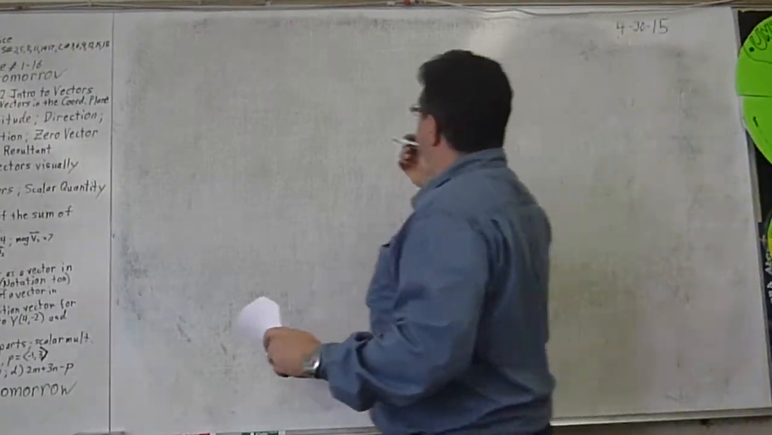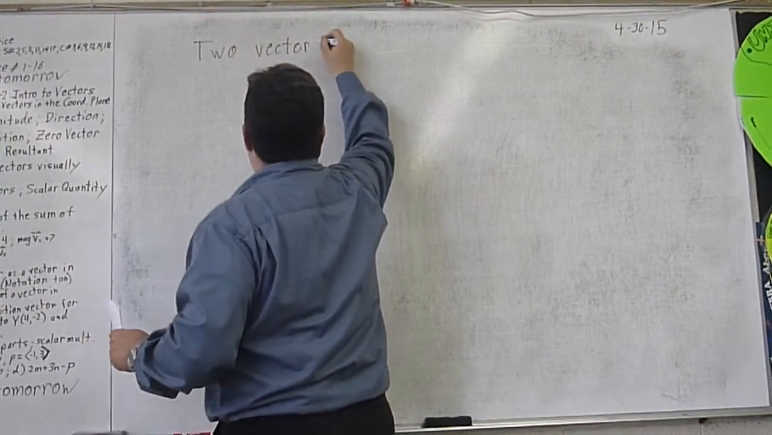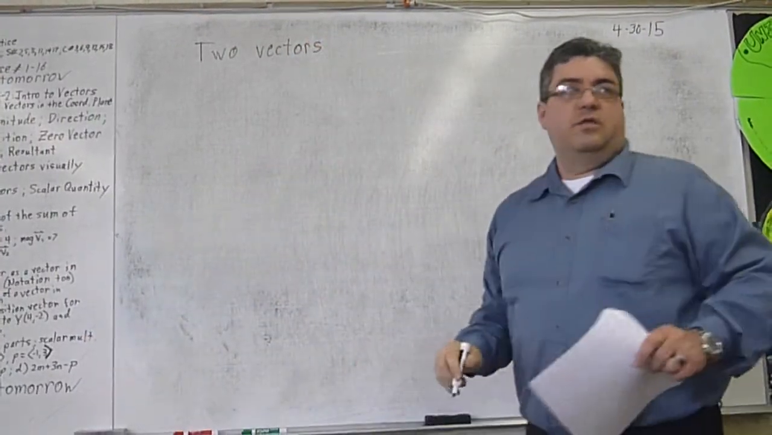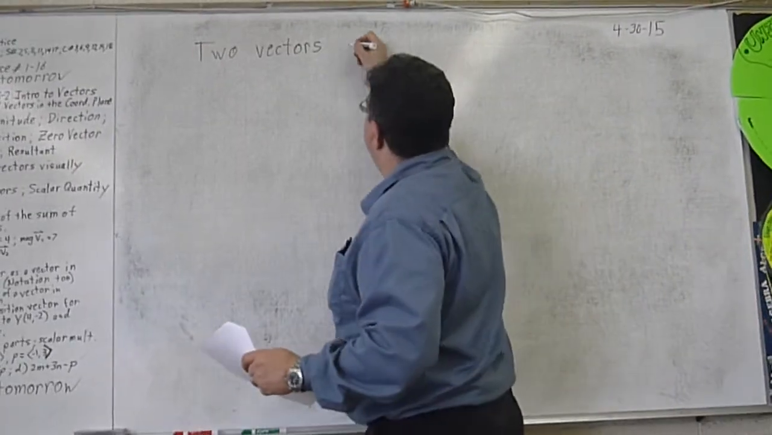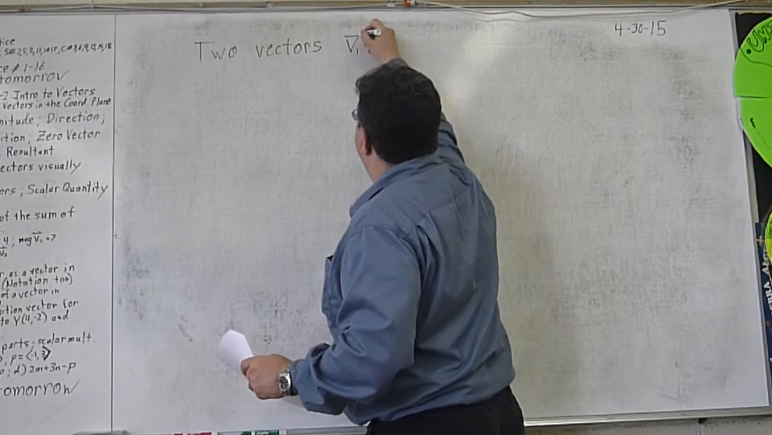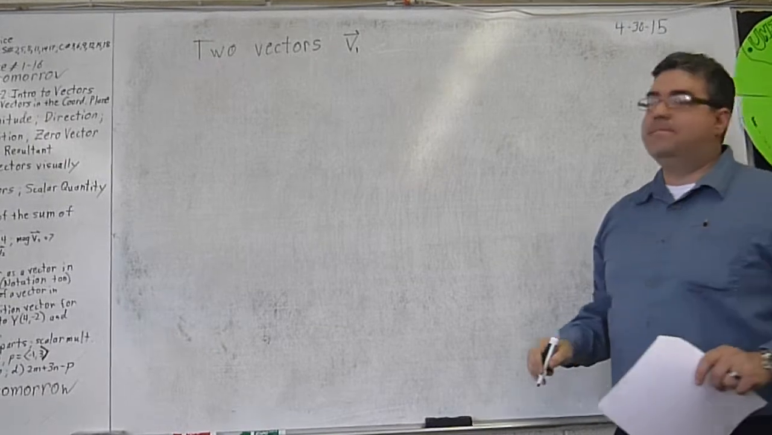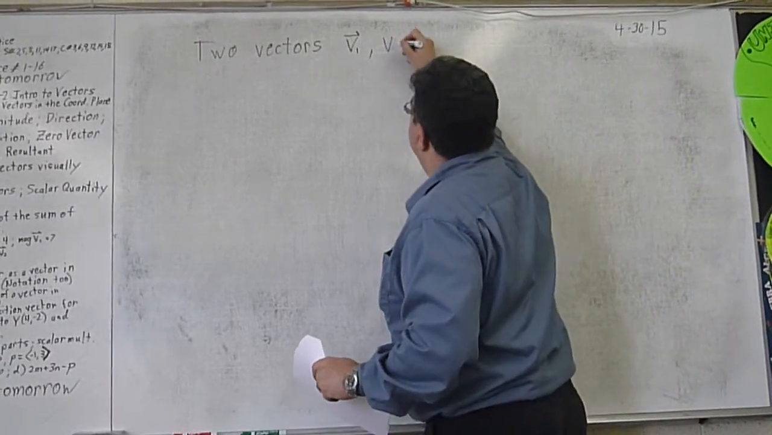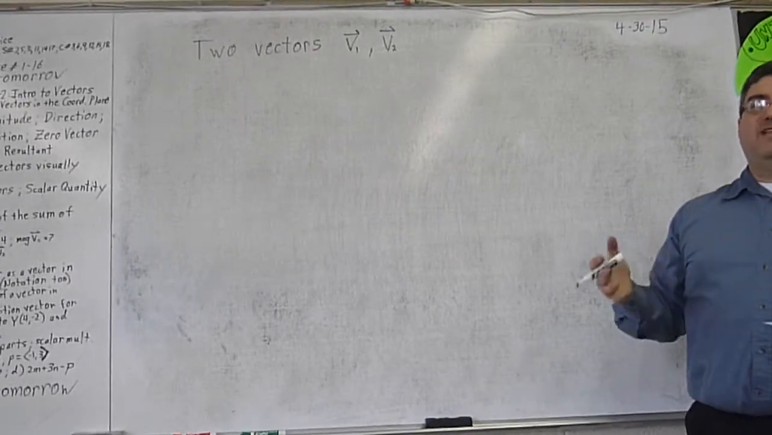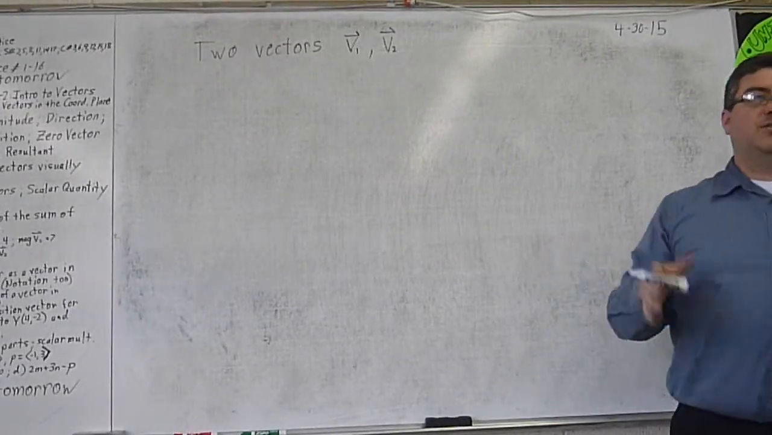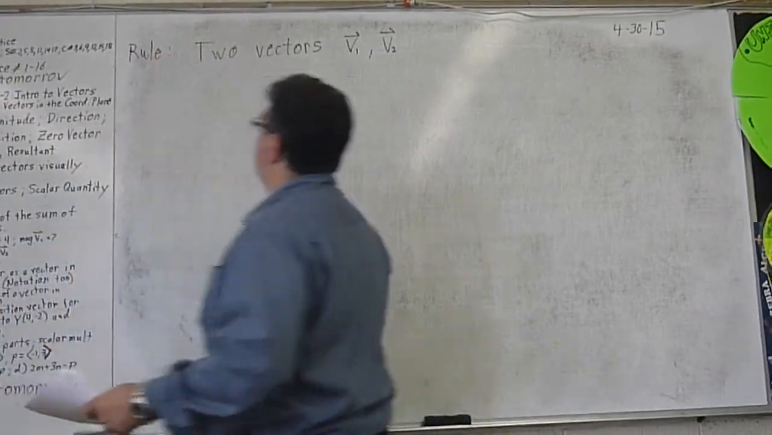Alright, so, two vectors. And I'm going to introduce the vector notation here. Let's call the first vector v1, and they have half an arrow on the top of them. Was this an example? No, this is sort of a definition, but I'm not calling it a definition. It's a rule. I'll call it a rule.